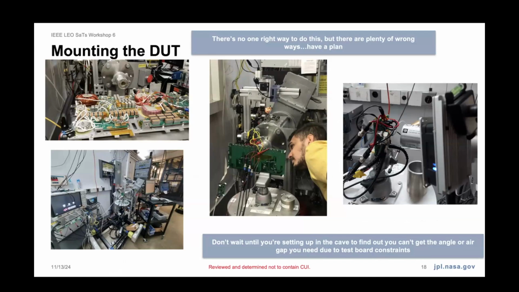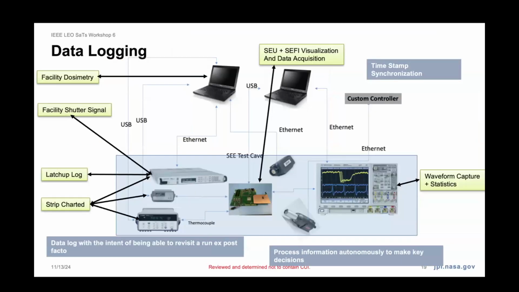Also anticipate if your board, like you see in the picture on the right, has a lot of protruding cables, that will dictate the air gap and energy loss as you're traveling over to your active area.